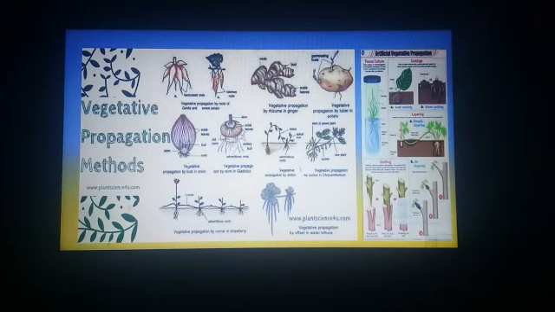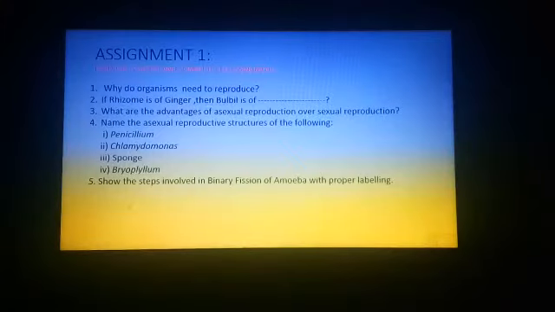You have the modified stems, even this comb, then garlic and all. So from each part a new individual can develop. This vegetative mode of propagation is only followed by higher groups of plants. So that's all we have for your asexual mode of reproduction.